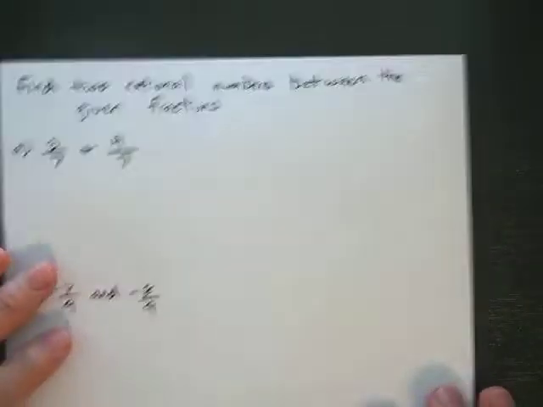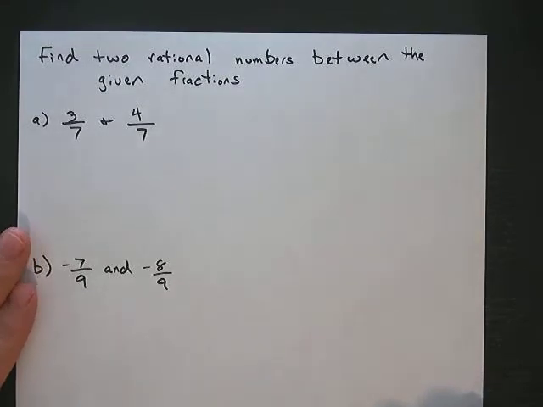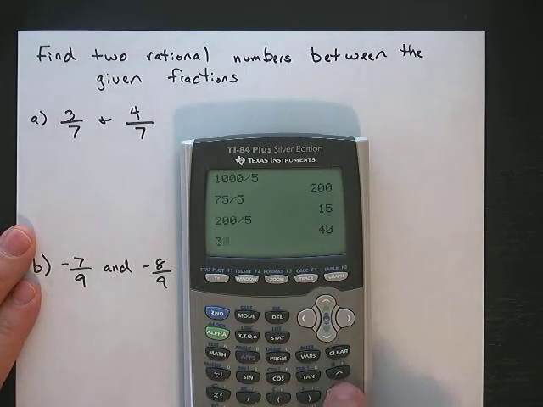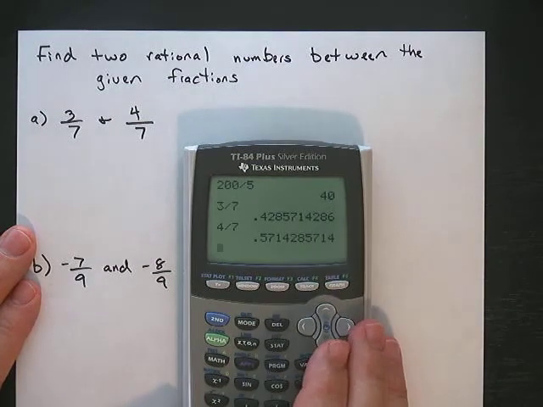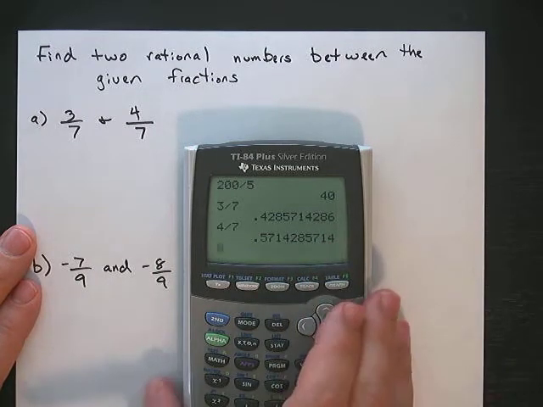All right, one more problem. Find two rational numbers between the given fractions. Okay, rational numbers means that you can't just type 3 over 7 into the calculator and then 4 over 7 into the calculator and then try to change that decimal by 1. Okay, that wouldn't work. That's not what they want you to do.